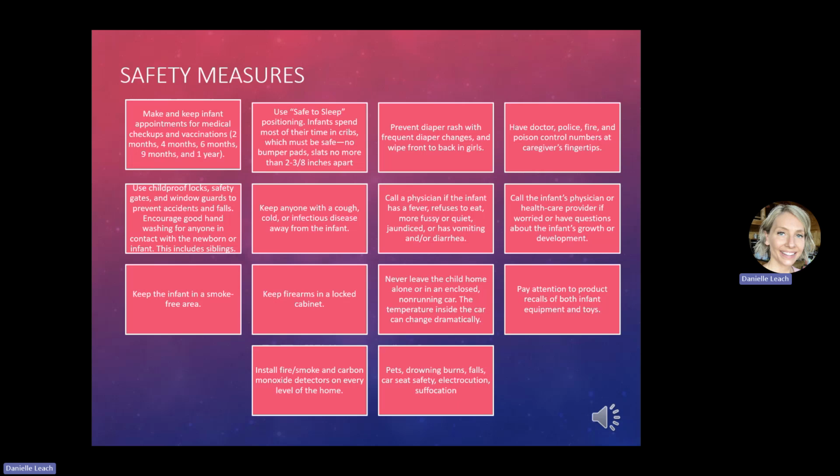We don't want to leave babies home alone or in a car. And we want to make sure that we're paying attention to recalls of infant toys and equipment. Also want to make sure that they have fire and smoke alarms and carbon monoxide detectors with working batteries on every level of the home, and make sure that they take extra precautions against things like drowning if they have a pool, car seat safety, electrocution. They have the safety things that go into the electrical sockets, and safety around pets.